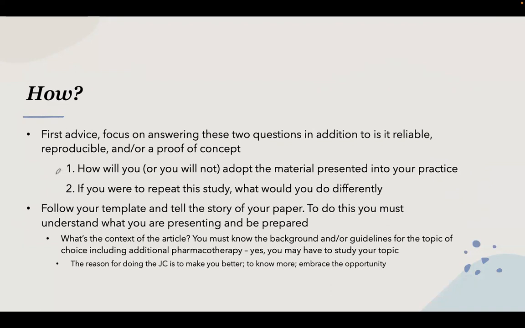Okay, so the two questions that I mentioned are: number one, will you or will you not adopt the material presented into your practice? Number two, if you were to repeat this study, what would you do differently?